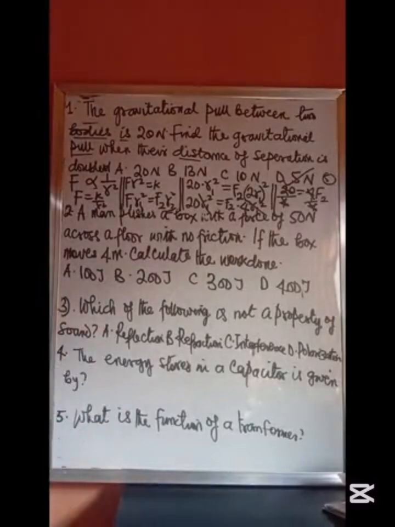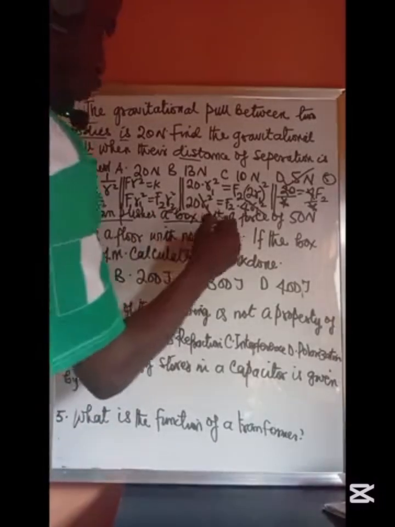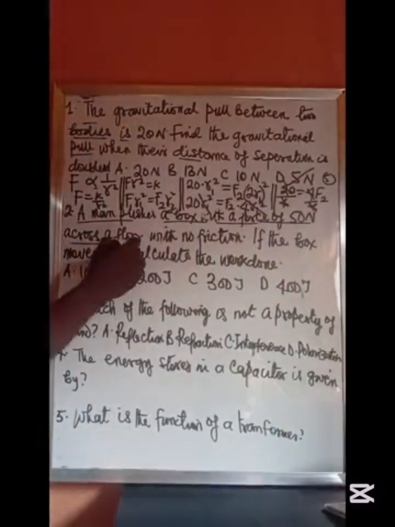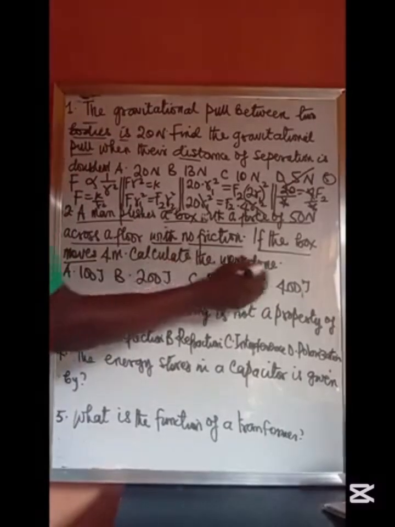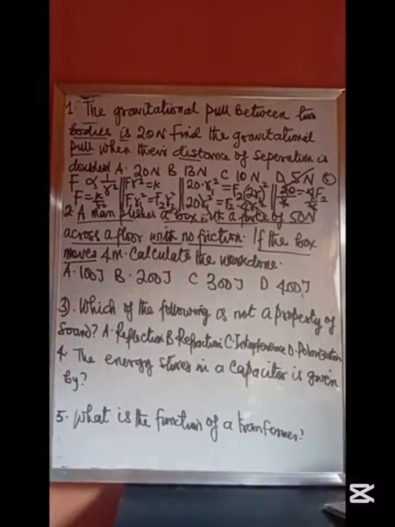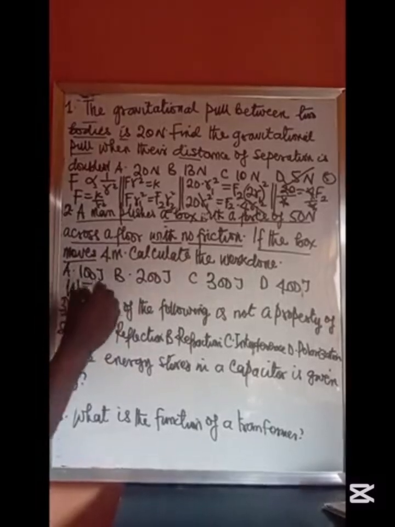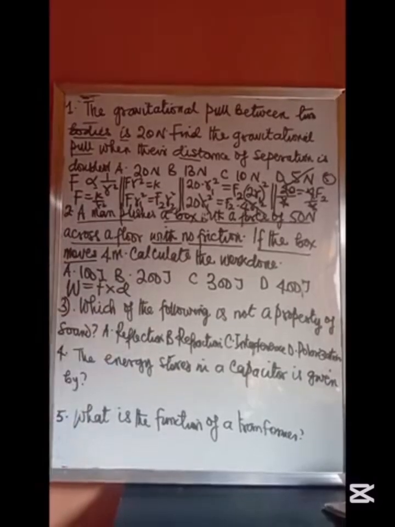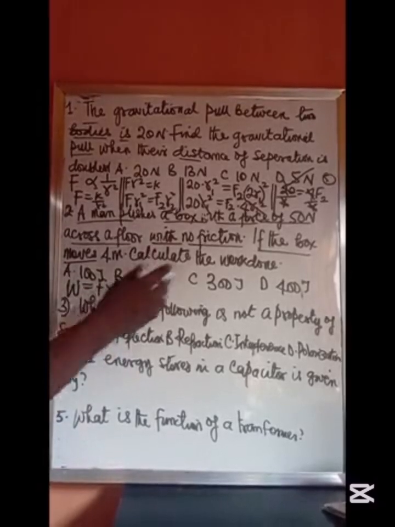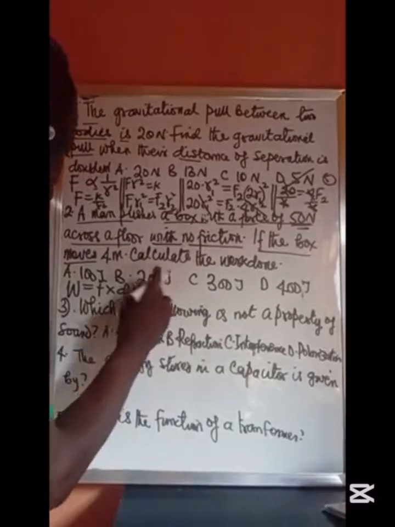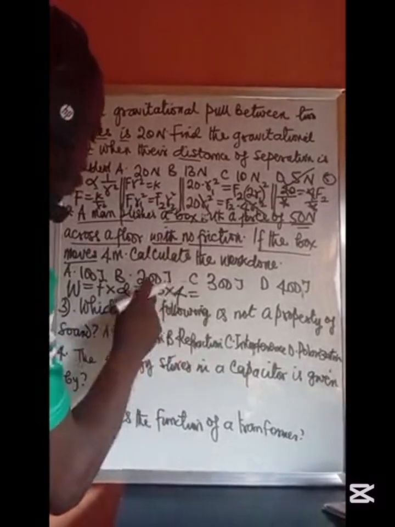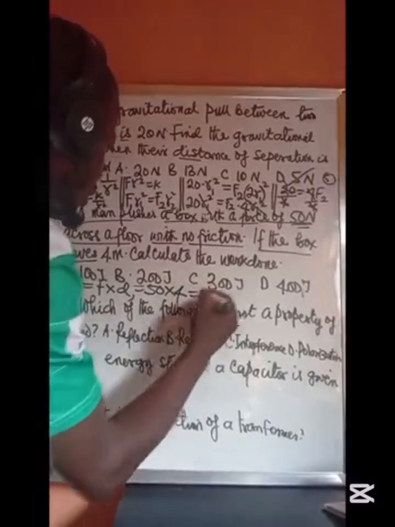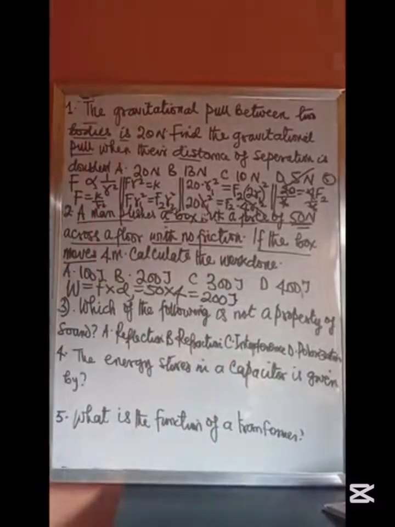Let's continue. The second one says, a man pushes a box with a force of 50 Newton across a floor with no friction. If the box moves 4 meters, calculate the work done. Now the work done by a force is given as work equals force times distance moved. Since there's no friction, our force is 50. So that's 50 times the distance moved, 4 meters. That is 5 times 4 is 20, then add the 0, that is 200 joules of work.